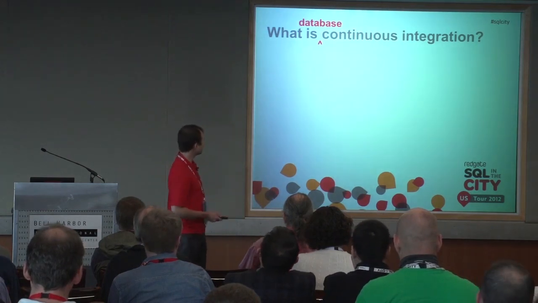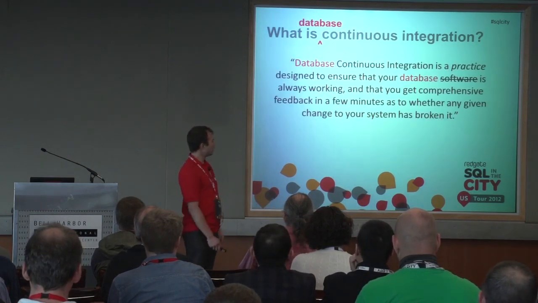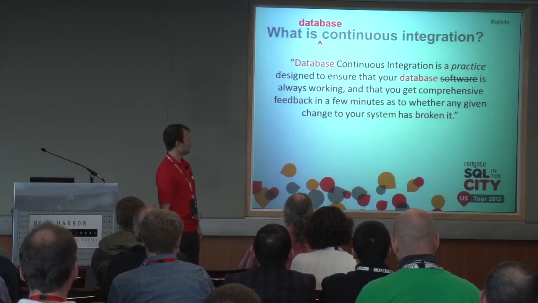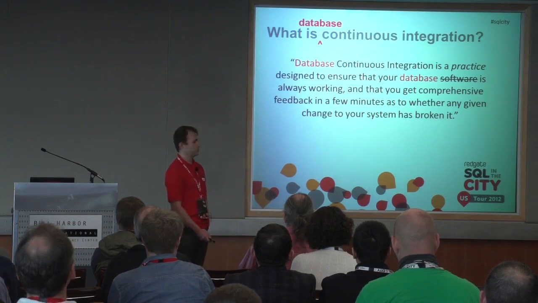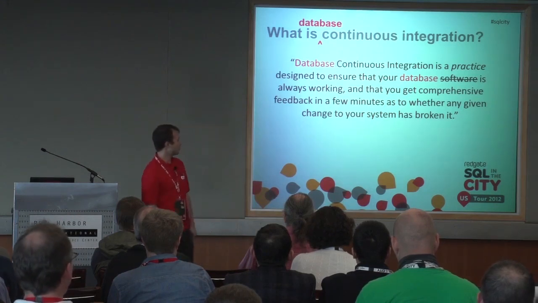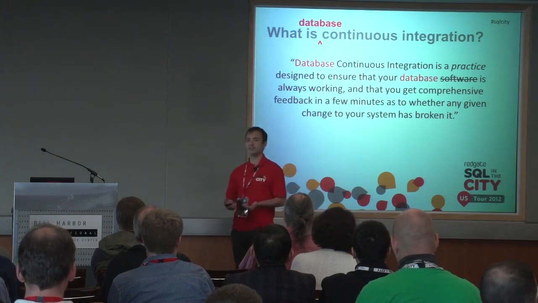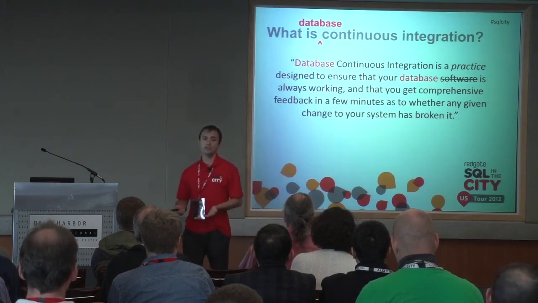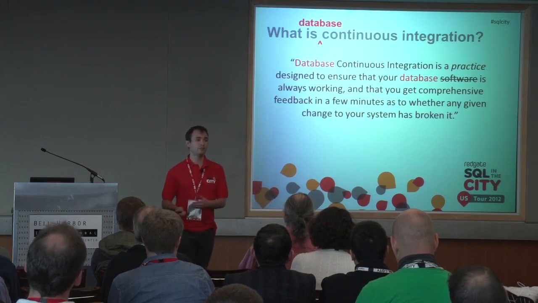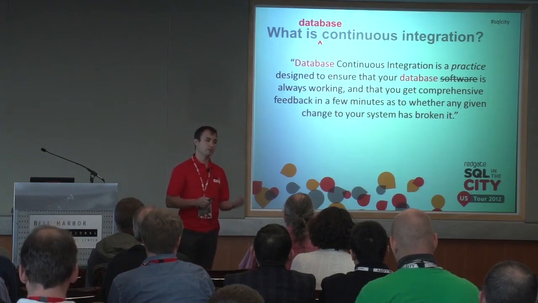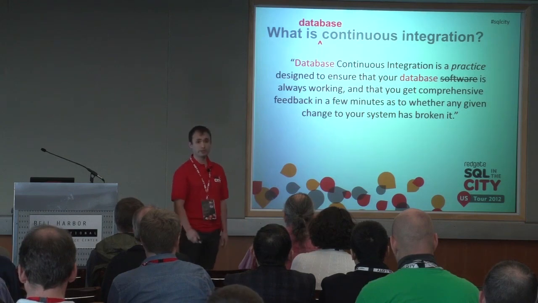How does that differ? So I would like to define database continuous integration as a practice designed to ensure that your database is always working and that you get comprehensive feedback in a few minutes as to whether any given change to your system has broken it. So the point I'm trying to make here is that your database code is code. There's no reason to treat that any differently to your application code. And if you do, then you have to ask yourself why. If there are benefits to continuous integration that you apply to your application code, then surely the same must apply to your database code.